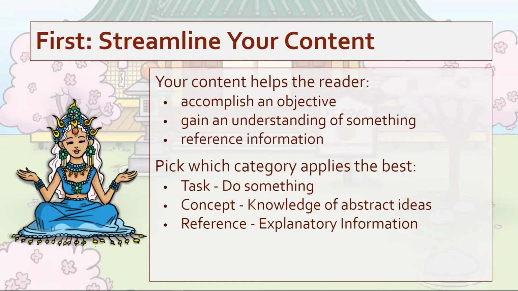So the three categories are, people usually, and they've done studies on this, are coming to professional and technical writing because they're trying to do something. So this would be a task, right? It's steps, very ordered, very organized, and very rigid. But it's important because that's what they're trying to do.